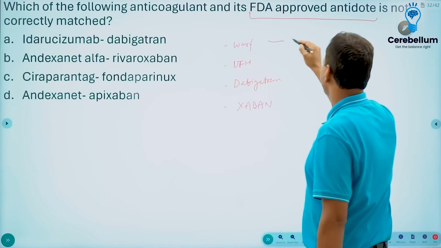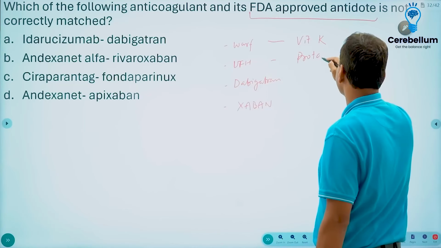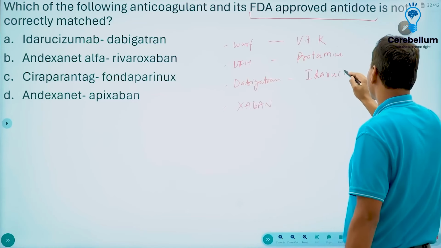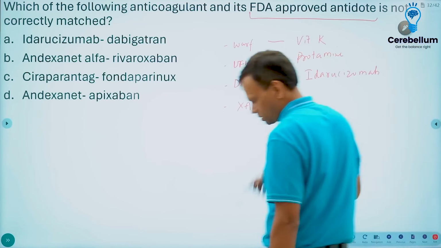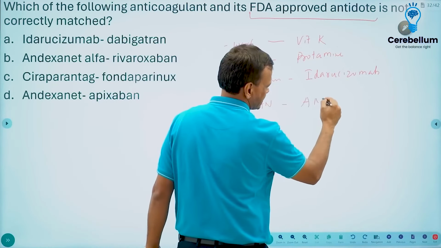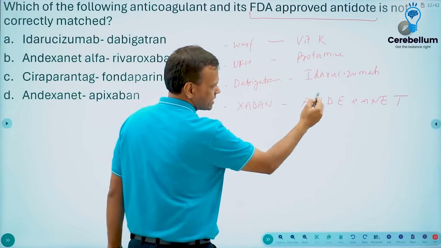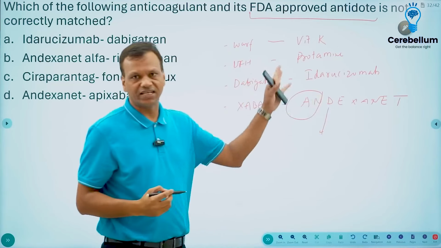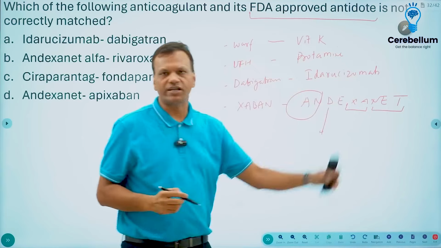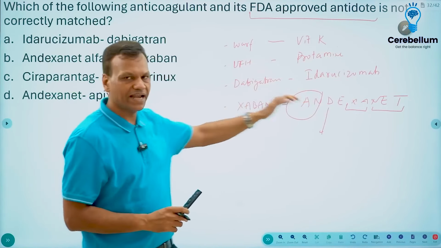The antidote for warfarin we all know is vitamin K. For heparin we all know it is protamine sulfate. For dabigatran, we have a monoclonal antibody called idarucizumab. Idarucizumab is a monoclonal antibody against dabigatran, and for xabans, the drug is Andexanet alpha. So Andexanet, the name itself tells it is antidote for 10A blockers or neutralizers. So xabans are 10A blockers. So antidote for them is Andexanet.